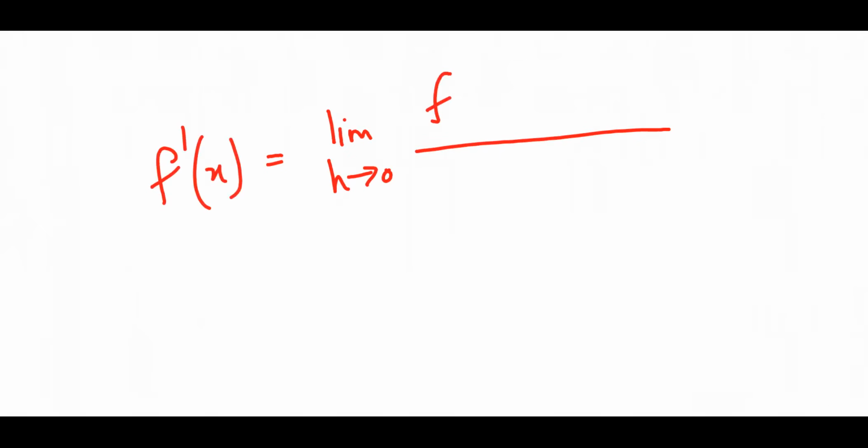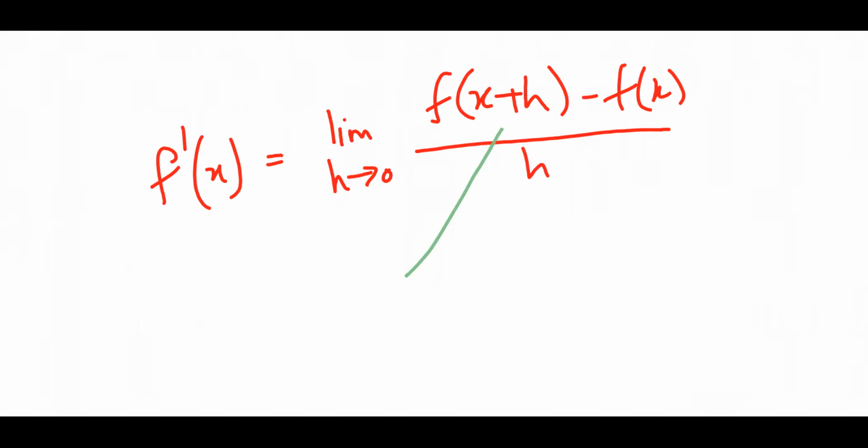Isn't it limits and then h going towards 0? Yes, and then on top it's f of x minus h plus h minus f of x. And then at the bottom it's h. Cool. Okay, so minor discrepancy there. It's a plus inside the bracket here, f of x plus h, and then minus f of x.